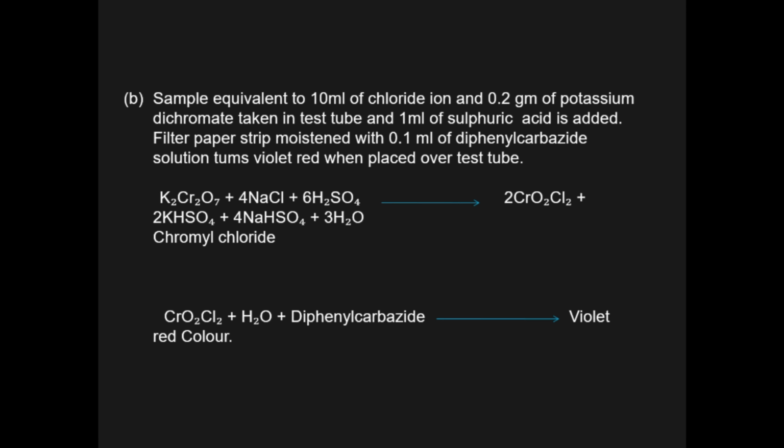So what happens here? Potassium dichromate along with sodium chloride and sulfuric acid reacts to form 2 molecules of chromium oxychloride and 2 molecules of potassium hydrogen sulfate, 4 molecules of sodium hydrogen sulfate and a water molecule. This chromium oxychloride, when vaporized and reacted with the diphenyl carbazide moistened paper, generates a violet red color.